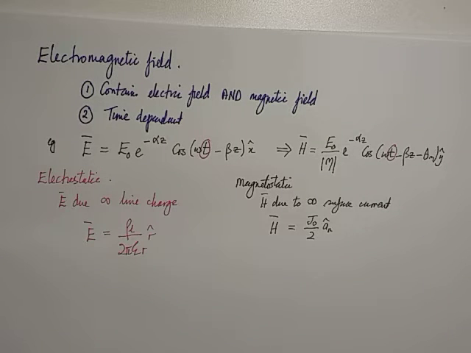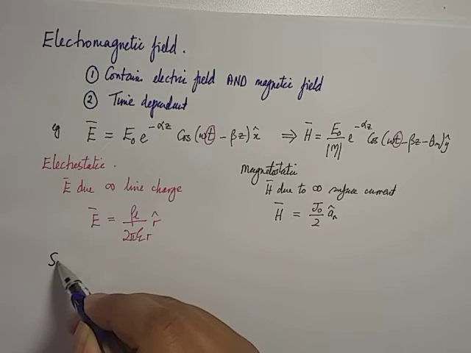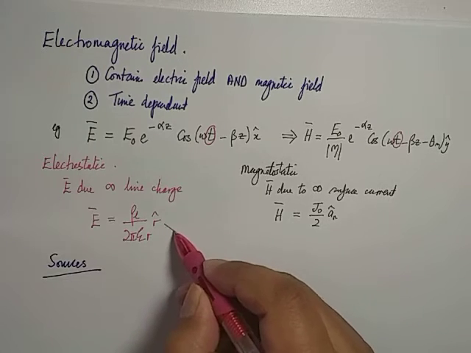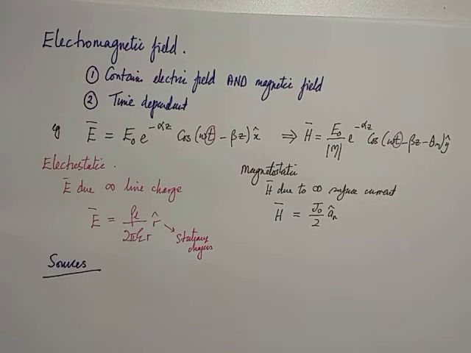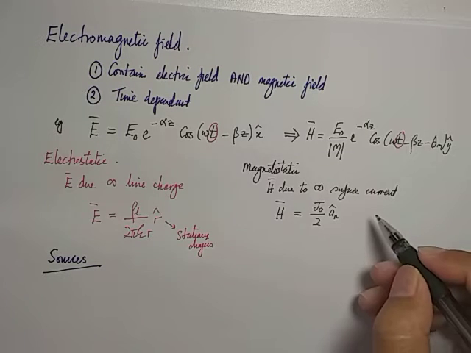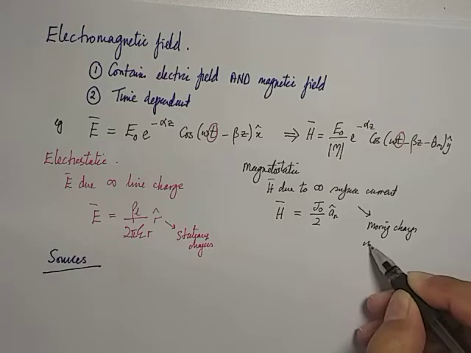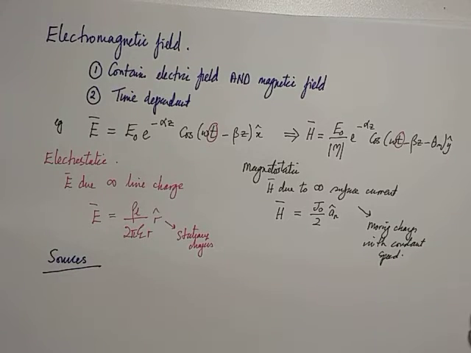So how do we actually generate electromagnetic field? That should be the next issue that we want to introduce: the source of electromagnetic field. Can anyone recall what is the source for electrostatic field? For electrostatic field, the source is stationary charges, correct? That should be the source for electrostatic field. What is the source for magnetostatic field? The source for magnetostatic field is moving charge with constant speed.